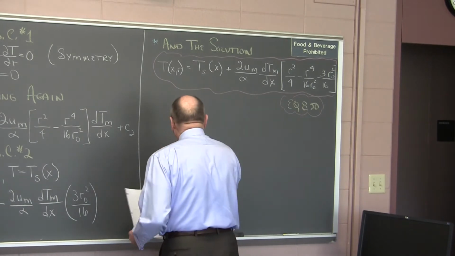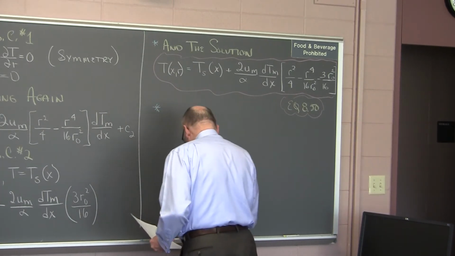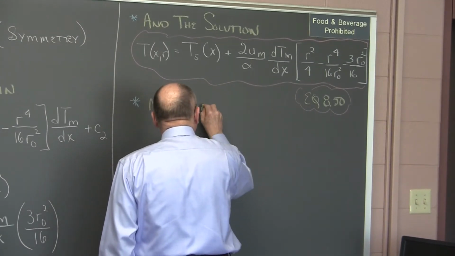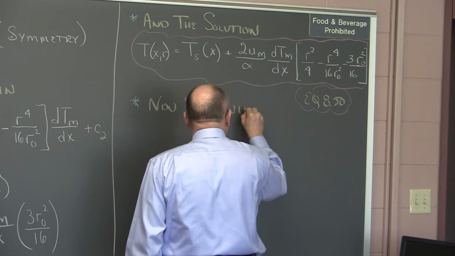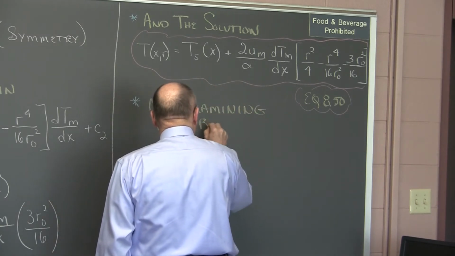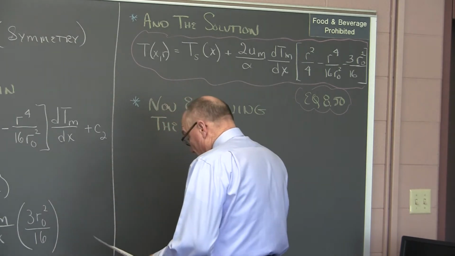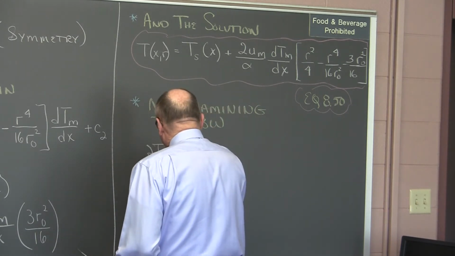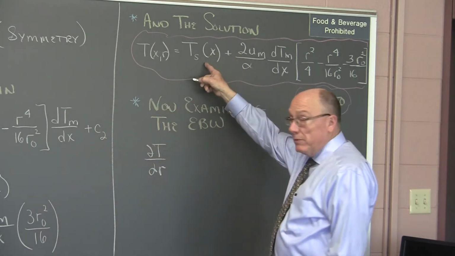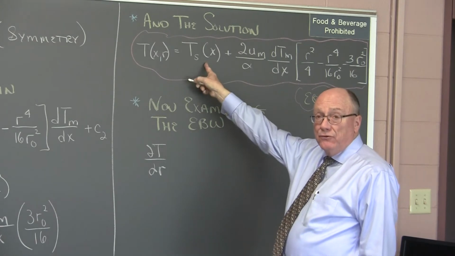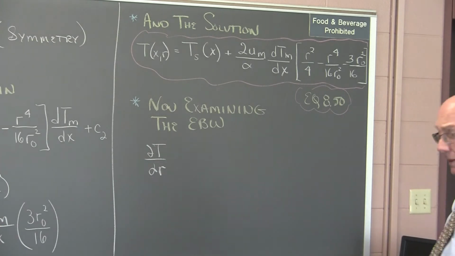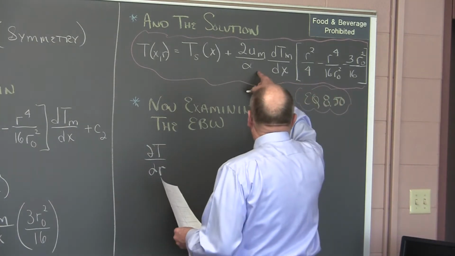So now let's examine the energy balance at the wall. All right, partial of T with respect to r, this equation right here, this term goes away, because the surface temperature, while a function of x, is not a function of r. So that goes away, and now we look at this term right here.